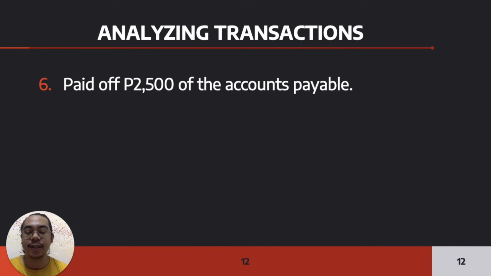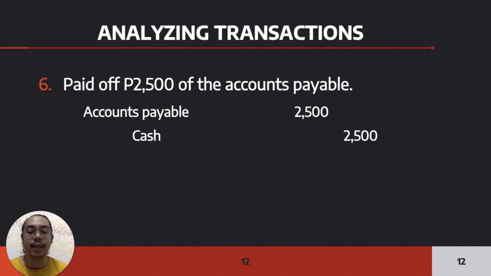Transaction number 6. Paid off 2,500 of the accounts payable. Binayaran mo daw yung accounts payable ng 2,500. So dahil nagbayad ka ng utang, nabawasan yung utang mo. Kaya pag nababawasan ang liability, we debit accounts payable 2,500. Dahil nagbayad ka, nabawasan din yung cash. At every time nababawasan yung asset, we credit it. So credit cash, 2,500.